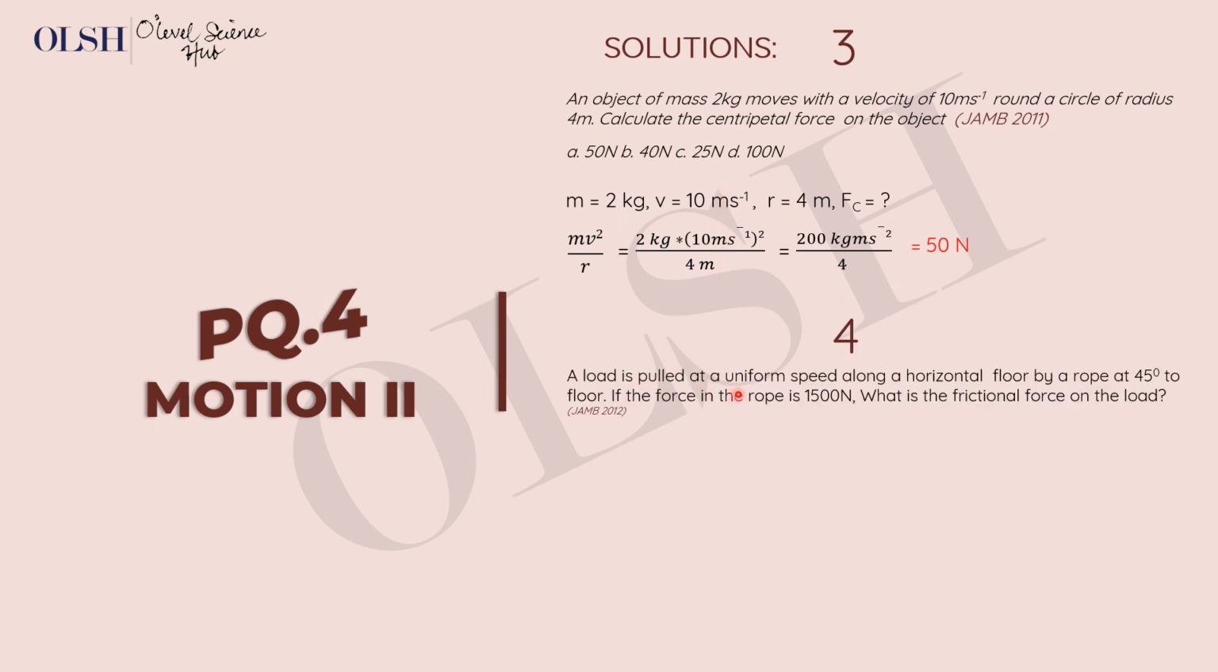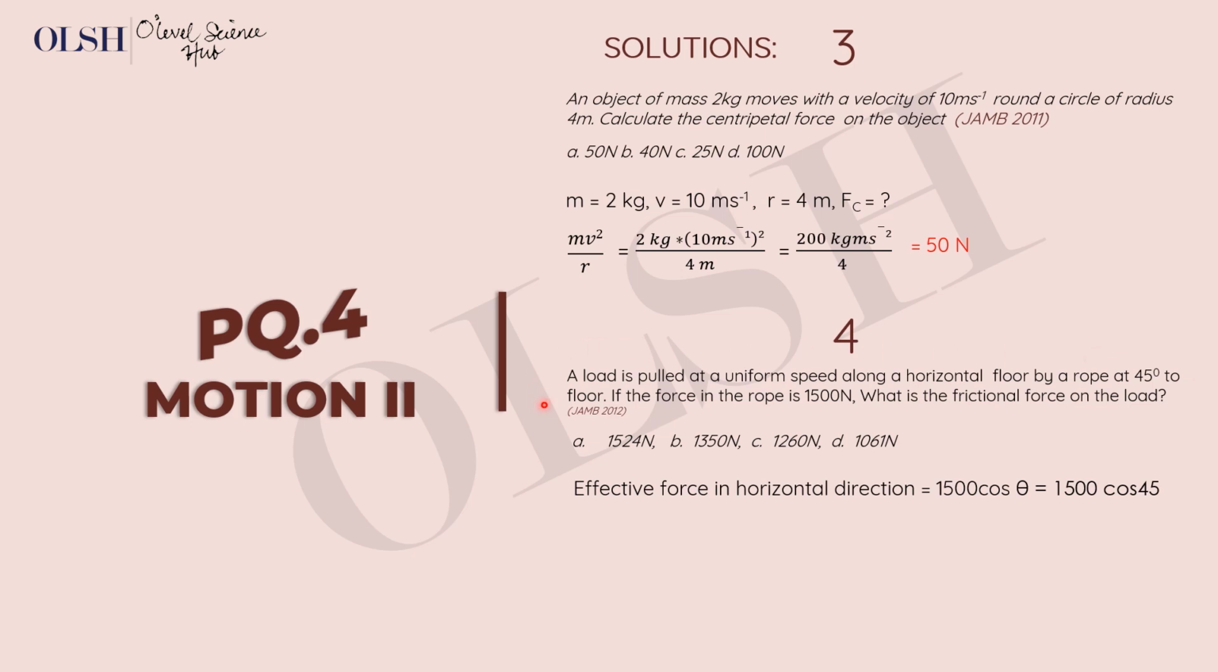A load is pulled at a uniform speed along a horizontal floor by a rope at 45 degrees to the floor. If the force in the rope is 1500 newtons, what is the frictional force on the load? Okay, so this is from JAM 2012. So we have our options here, and then let's go straight to the question because this doesn't require much.